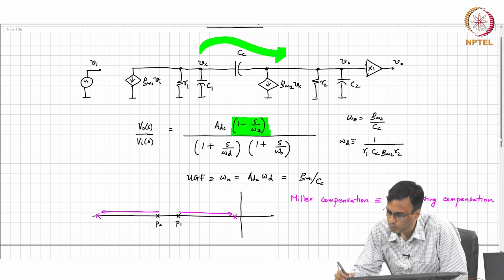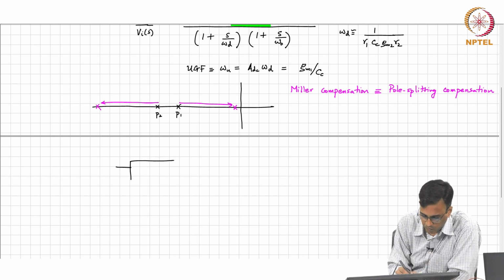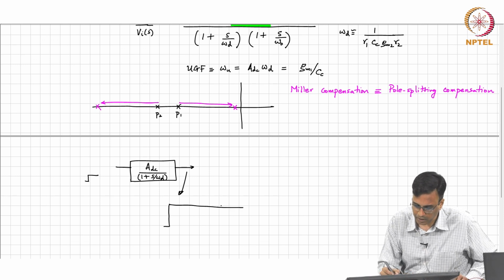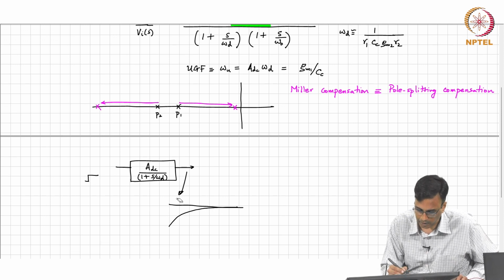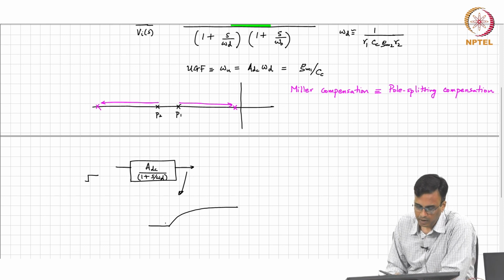And another way of looking at it is the following. Let us say you have a system with a single pole, some A d c over 1 plus s by omega d, just for argument's sake. If you put a small step here, what kind of signal will you get here? Of course, you will get an amplified step due to ADC, but because of the single pole, it will basically do that, correct.